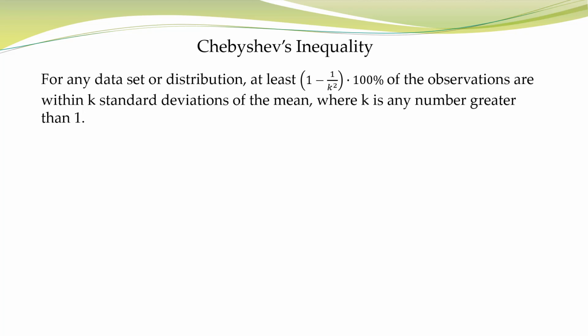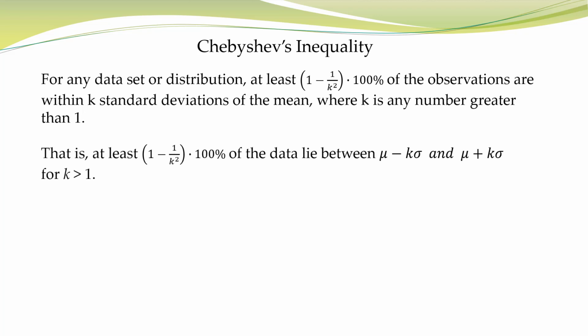Chebyshev's inequality. For any data set or distribution, at least 1 minus 1 over k squared times 100% of the observations are within k standard deviations of the mean, where k is any number greater than 1. That is, at least 1 minus 1 over k squared times 100% of the data lie between mu minus k times sigma and mu plus k times sigma, for k greater than 1.